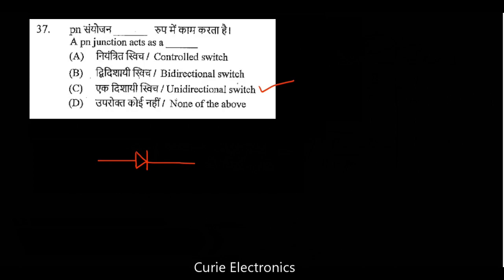Unidirectional means only one direction. Current flows from cathode to anode. No, sorry, from anode to cathode only. Current flows only from anode to cathode. It's a unidirectional switch.